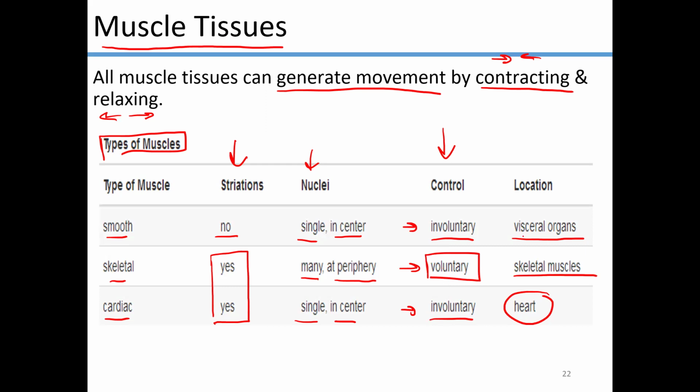So skeletal muscles are essentially anything you can control, anything that you can do in order to move your skeleton. That means walking, running, moving your arms, grabbing things. All of those are going to be voluntary controls, and they're all going to be eliciting that contraction or relaxation within the skeletal muscles.